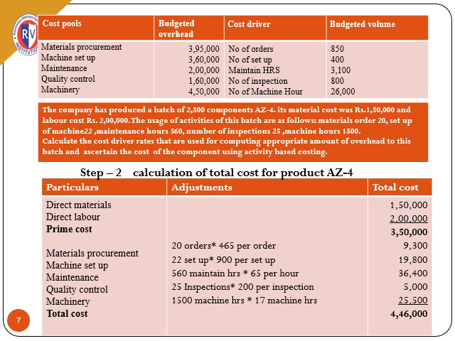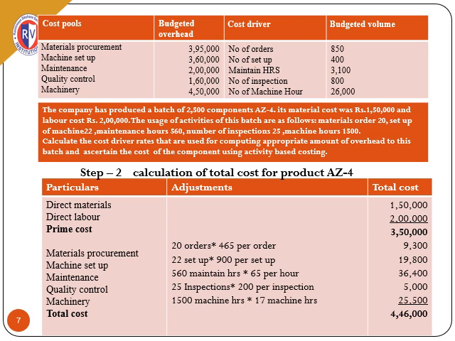Now after the prime cost we have to add all the overhead, which is in the form of different activities. So material procurement, machine setup, maintenance, quality control and machinery are the different activities. And in the adjustment column you have to note down the total number of drivers that happened for this product, which is given in the problem. You can find it in the instruction: material orders are 20, setup machine is 22, maintenance hours are 560, number of inspections are 25, machine hours are 1500.